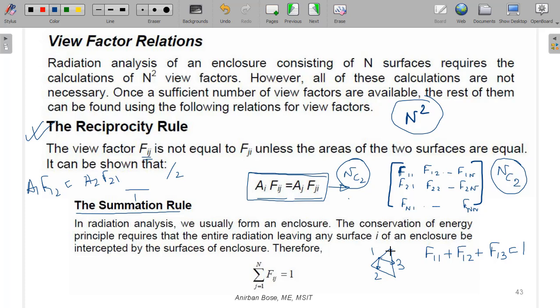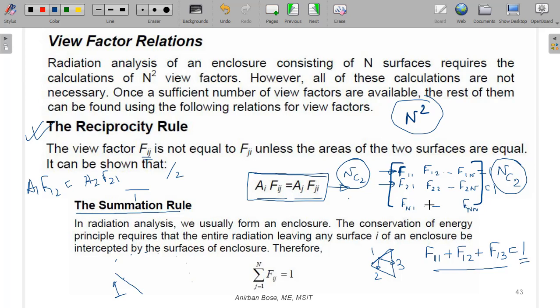Okay, so you can understand that the summation of these is equal to 1. Similarly, for each surface, let us consider this is surface number 1 and there are n minus 1 other surfaces. So definitely F11 plus F12 and so on. The summation of this row is equal to 1, the summation of this row is equal to 1. So these are the summation rules that we can apply.